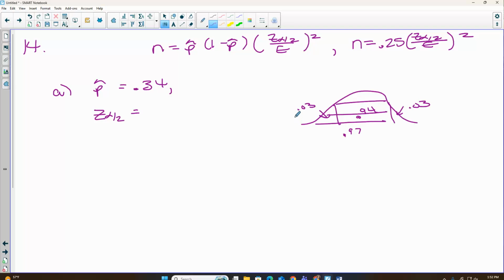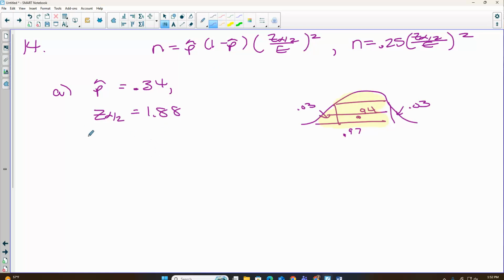So you're looking inside your table for the 0.97, the closest you can get, which is what? 0.9699, and that corresponds to a z of 1.88. Where did 0.97 come from? I added these up because the table gives us everything to the left.